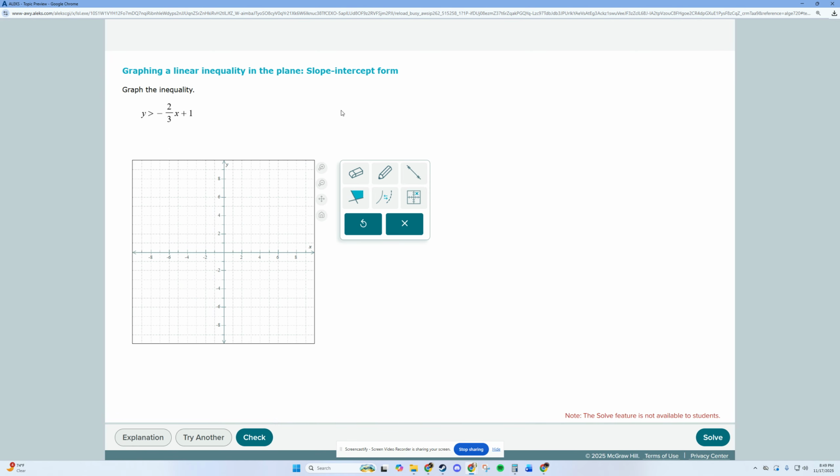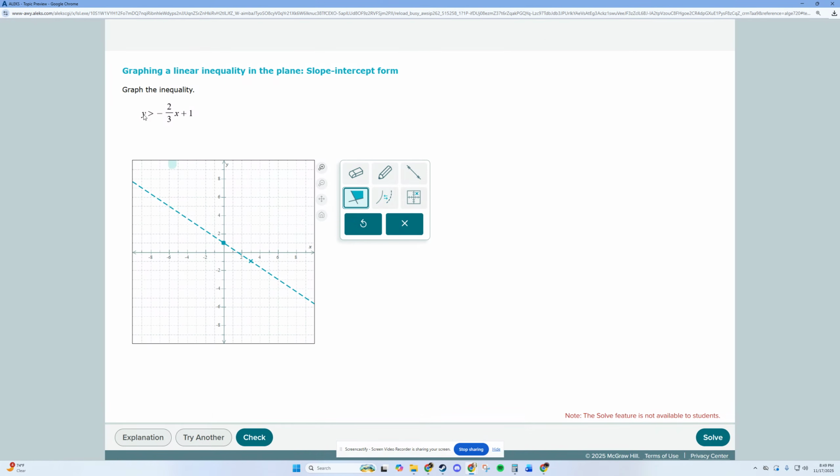All right, now let's try one using the tools. Okay, so I'm going to go to the y-intercept. Then I'm going to follow the slope down 2 over 3. Okay. Now I want to change this to be a dashed line because it cannot equal it.